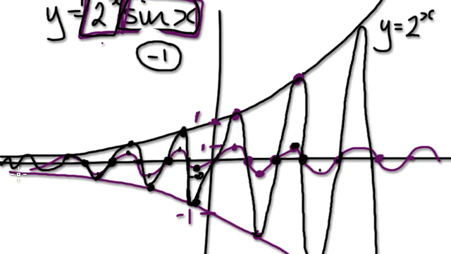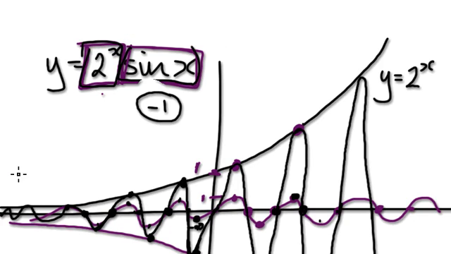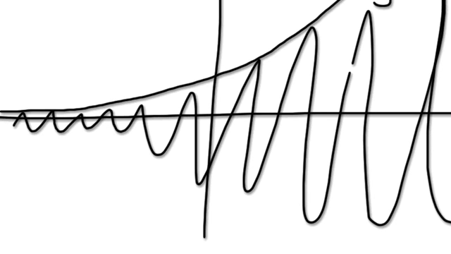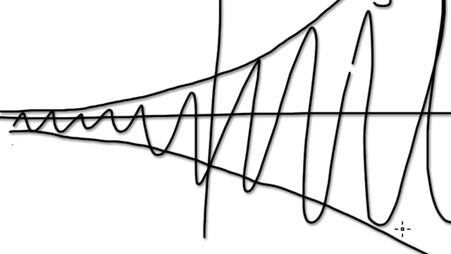So overall this graph here will look like this. It's basically like this, and then it gets bigger and bigger and bigger and so on. And then this here is a mirror image of this line here.